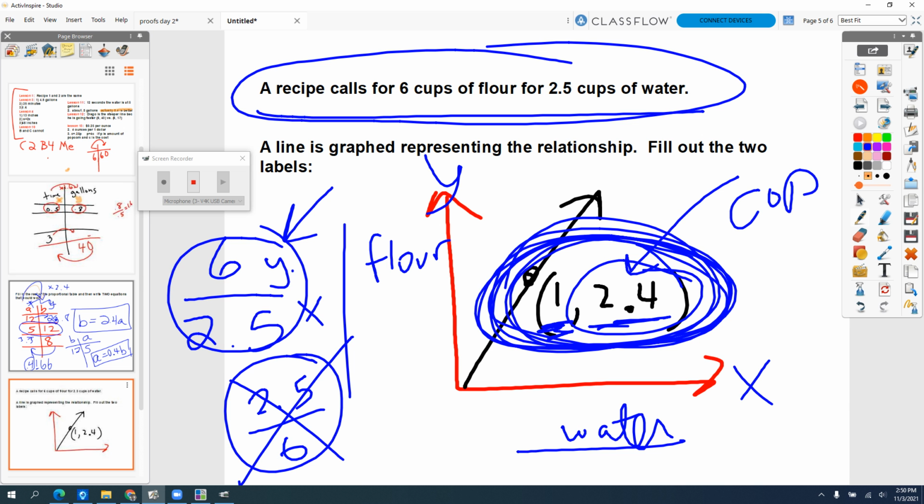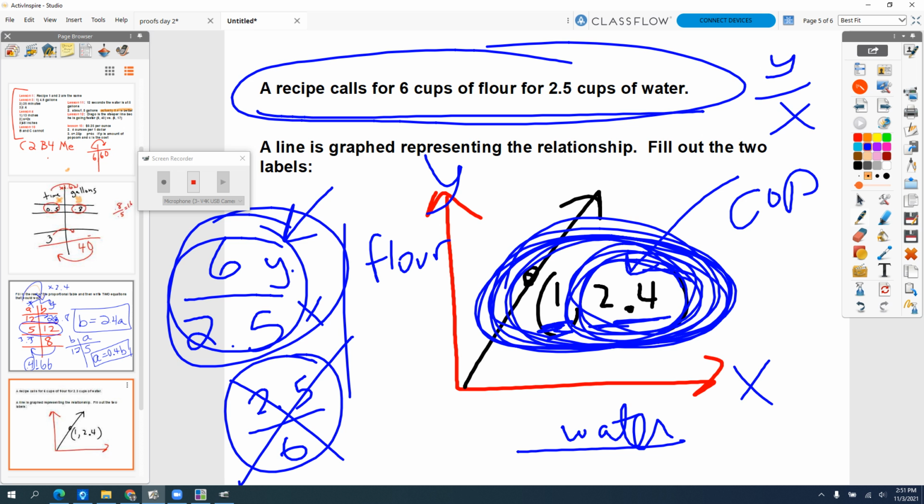flour. Okay? You might want to rewind that because I spent the first 30 seconds talking about how I messed that up. But remember, you always can tell this number is always going to be the constant of proportionality. So it's what you get when you divide those two numbers. So I had to figure out which way would I divide to get 2.4. And whenever you figure that out, remember, it's always the y divided by the x. So as soon as I realized 6 divided by 2.5 is 2.4, I knew that the 6 is the y and the 2.5 is the x.